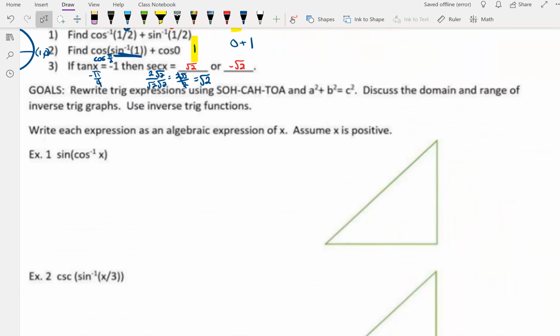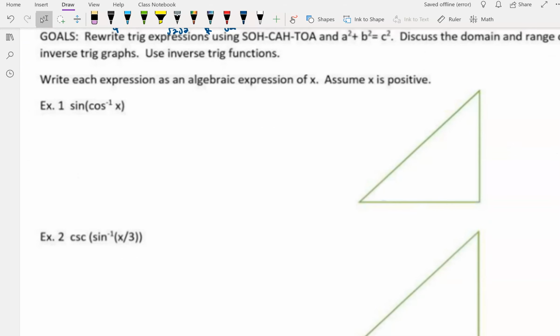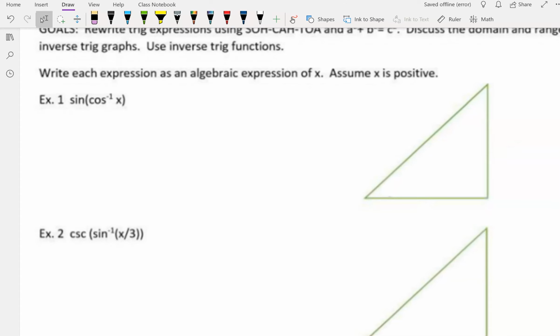So today we are going to rewrite trig expressions using SOHCAHTOA and Pythagorean theorem, describe the domain and range of inverse graphs, and use inverse trig functions. So we're going to rewrite each expression as an algebraic expression of x, assume x is positive. So we are going to set this up using a triangle, and I'm just going to have theta be this angle in the lower left-hand corner for each of these.